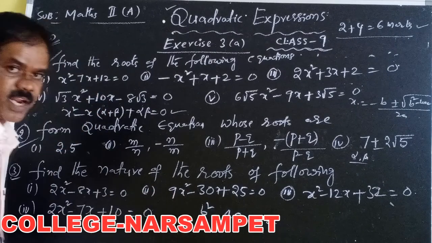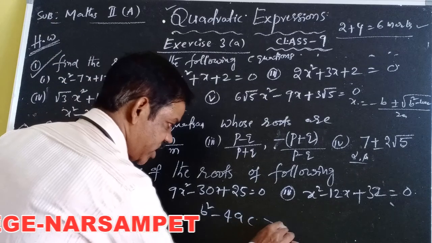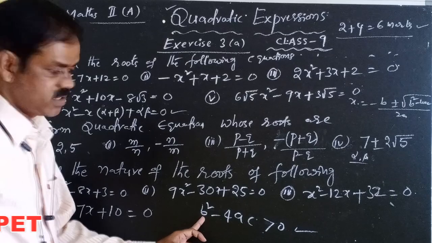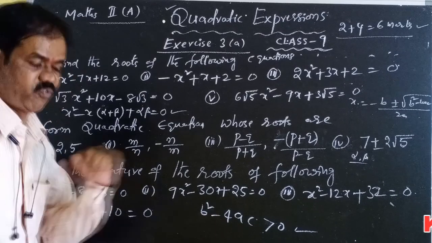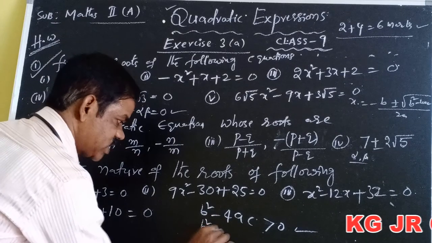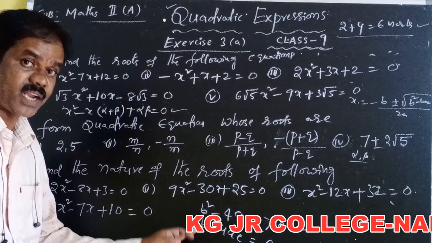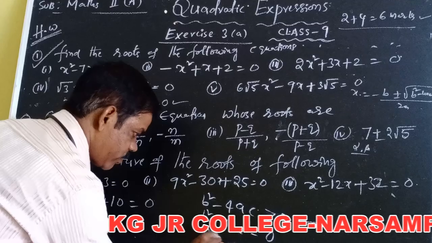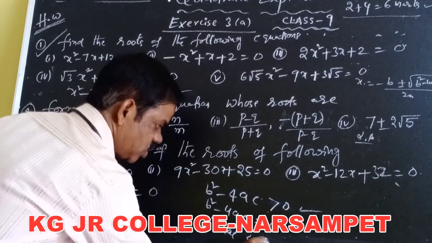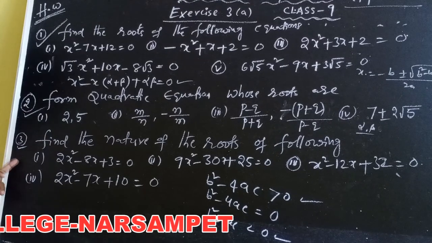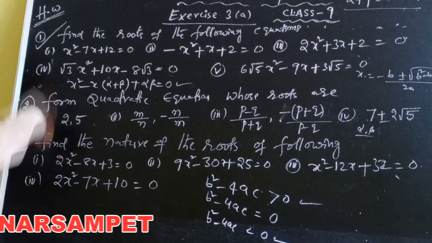If the b square minus 4ac value is greater than 0, then what is the nature of the roots? The roots are real and different. If the b square minus 4ac value is equal to 0, then the roots are real and equal. If b square minus 4ac is less than 0, then the roots are complex conjugates of each other. That is the concept of the third bit. Solve these 3 bits.